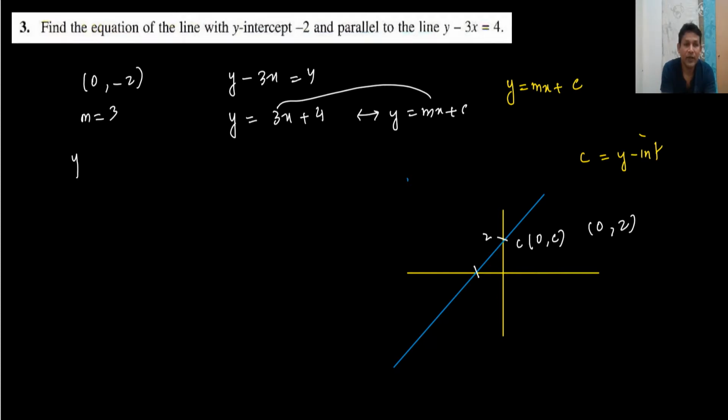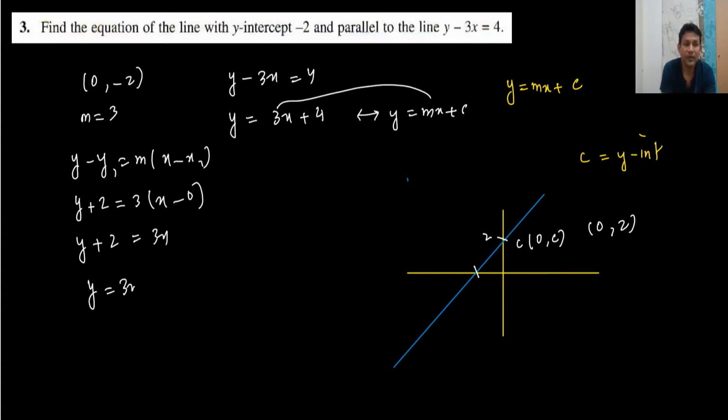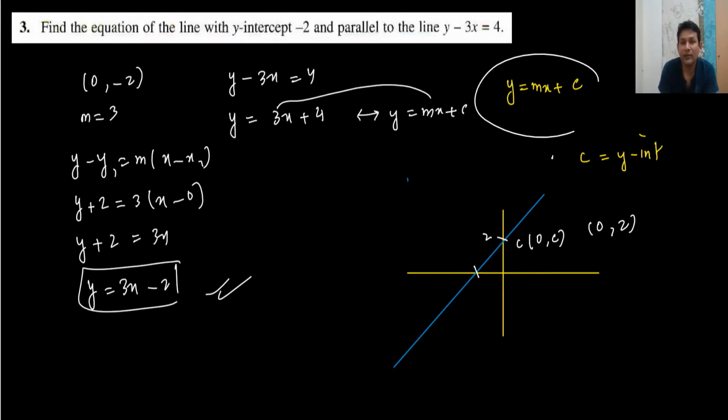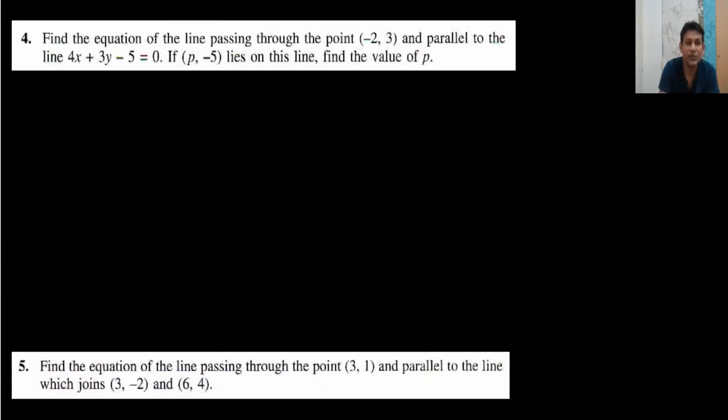So now you can find the equation y minus y1 is equal to m times x minus x1 and put the values. y minus (minus 2), that is y plus 2, is equal to m, which is 3, times x minus 0, and we got the answer: y is equal to 3x minus 2, and we have done it. Otherwise, normally we can also use this equation to find the equation of the given line, but there is no issue. Next part is question number 4.